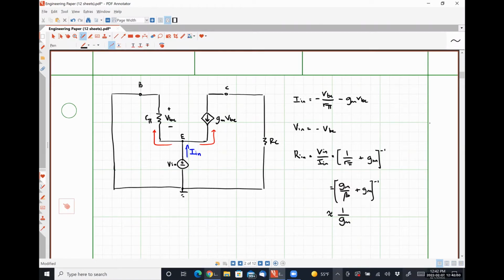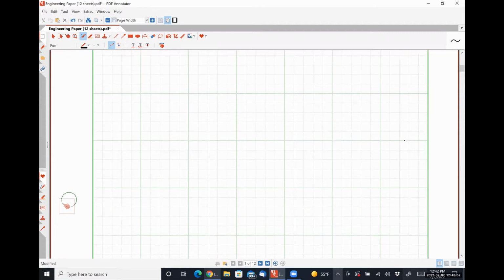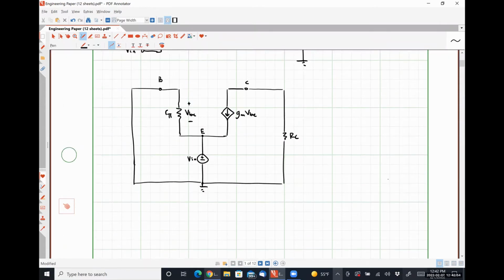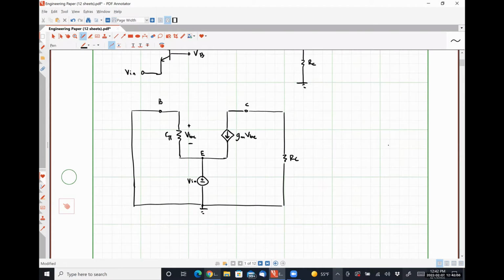Now, I'm going to scroll up here. What if we're looking for our output resistance? What are the changes that we make when we're looking for our output resistance? We short the input. So that guy is a short circuit. And then we apply our test voltage to the output.